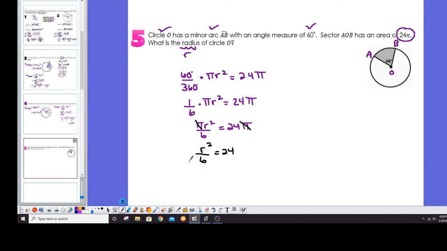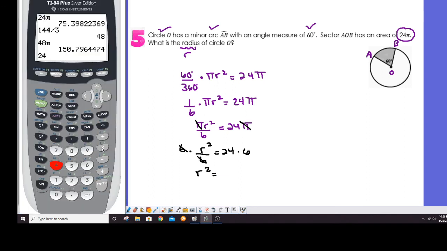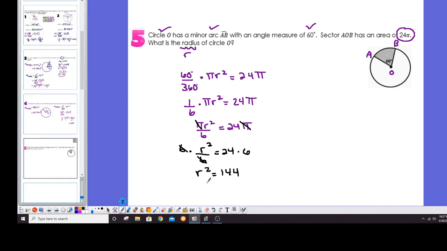So to undo division, we multiply. So we multiply 6 to both sides. That cancels, and I get r squared equals, I want to say it's 144, but it's late, I don't know. 24 times 6 is 144. Okay, so r squared is 144, so I can find r by taking the square root, and I get r is equal to plus or minus 12. Now we know the radius can't be negative, so the radius is going to be positive 12. So the radius of circle O is positive 12.